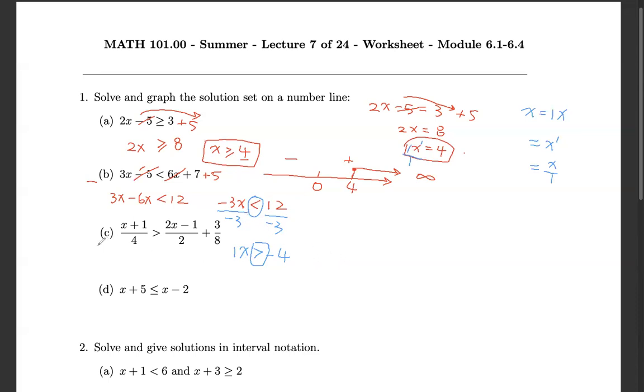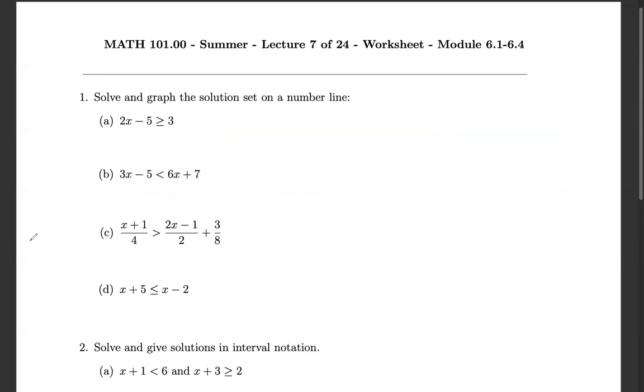So let's see C. Let me clean up a little bit. I need more space. So C, we see the denominators. We have rational expressions, right? The denominators we have are 4, 2, and 8. So the least common denominator will be 8, because 8 is a multiple of 4 and a multiple of 2. So let's multiply everything by 8.